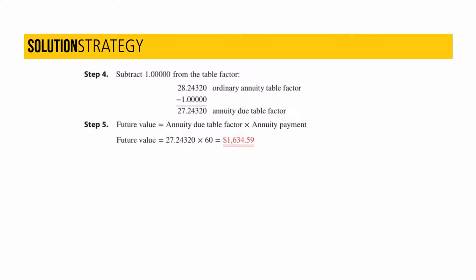27.24320. And then finally, step 5, the future value is equal to that table factor, 27.24320 times 60, which is $1,634.59.